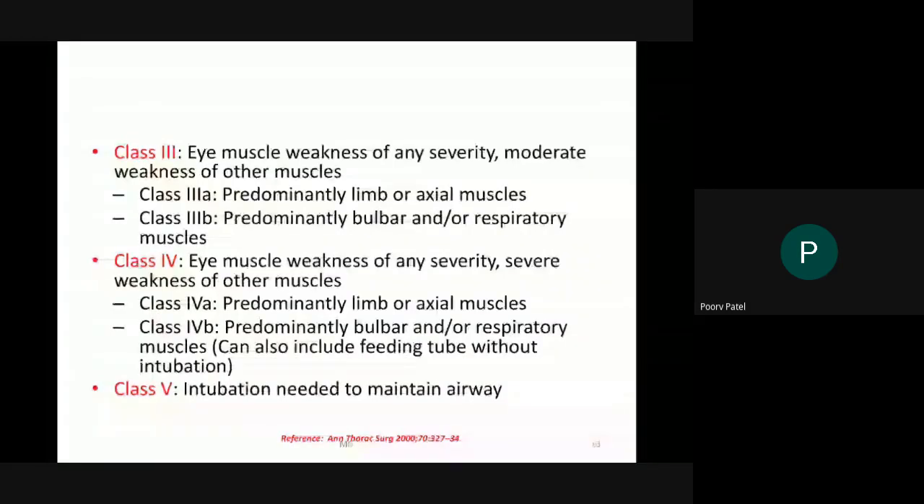Class 4: eye muscle weakness of any severity and severe weakness of other muscles, with 4A predominantly limb or axial and 4B predominantly bulbar and or respiratory muscles. So 2A, 2B, 3A, 3B, 4A, 4B are the same pattern. You just need to see the severity of the other muscles. Eye muscle weakness will be there, along with limb muscle involvement, whether moderate, more, or severe. Depending on that, there will be class 2, 3, and 4. And class 5, the terminal stage, is where the patient requires intubation to maintain the airway. If they are not given airway ventilation, there are chances the patient will not survive.